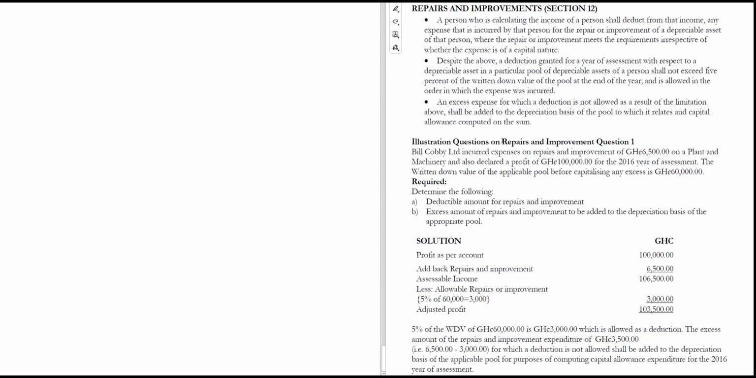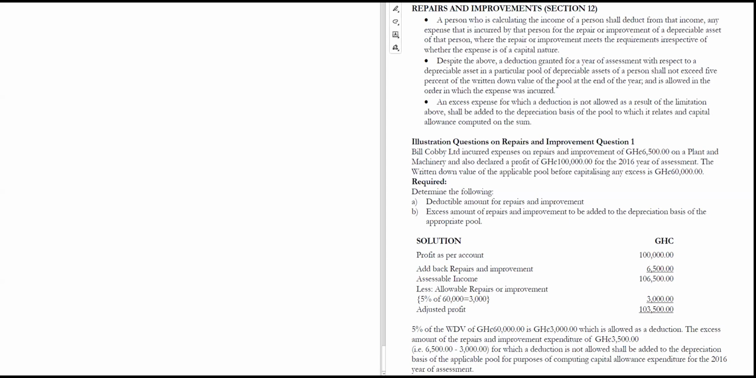Okay. Now, the next thing we have to talk about is repairs and improvements, subject to capital allowance, right? Now, a person who is calculating the income of a person shall deduct from that income any expense that is incurred by that person for the repair or improvement of a depreciable asset of that person. Where the repair or improvement meets the requirement of Section 9, that's the residual deduction rule, irrespective of whether that repair or improvement is of a capital nature. Okay, so we are saying that anytime you do repair or maintenance on an asset, irrespective of whether it is capital in nature or not, it is allowable, but there's a caveat.